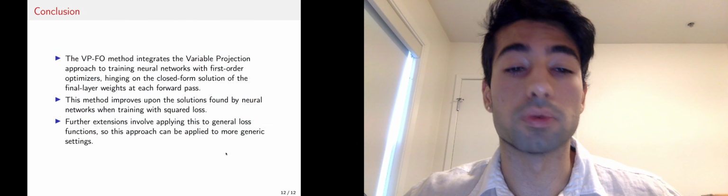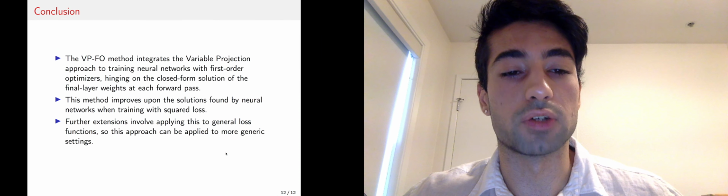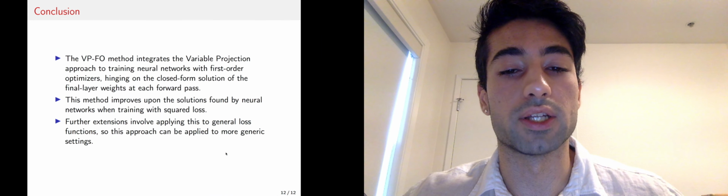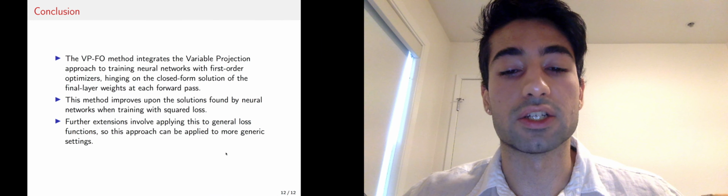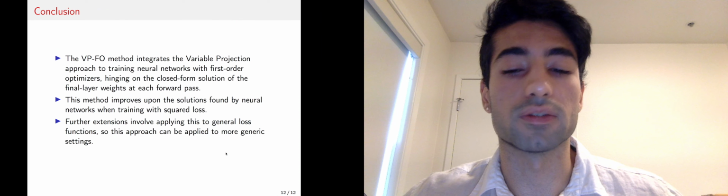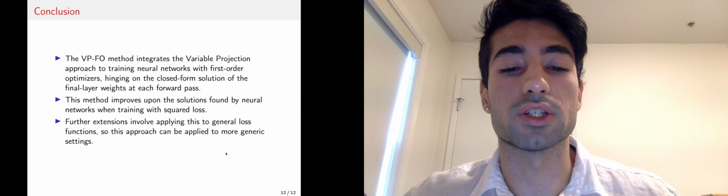So in conclusion, we propose the VPFO method, which, when neural networks are trained with squared loss, eliminates those final layer weights and improves the solutions found. Further extensions could involve applying this to generic loss functions, so it could be applied to more general settings such as image classification. Thank you.